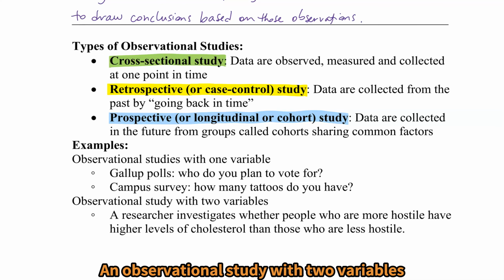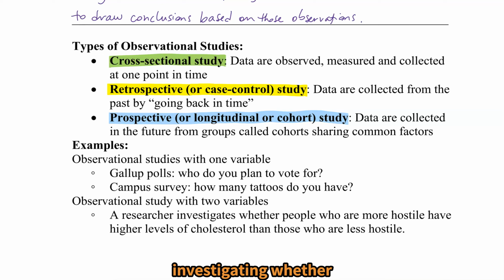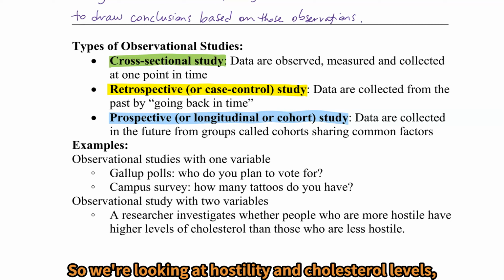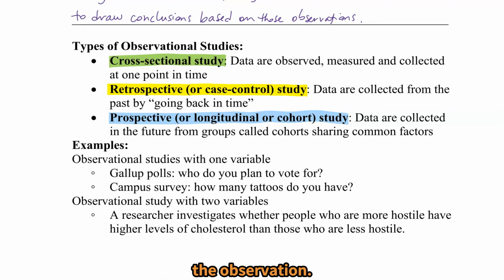An observational study with 2 variables could be something like a researcher investigating whether people who are more hostile have higher levels of cholesterol than those who are less hostile. So we're looking at hostility and cholesterol levels and seeing if there might be a correlation there with the observation.